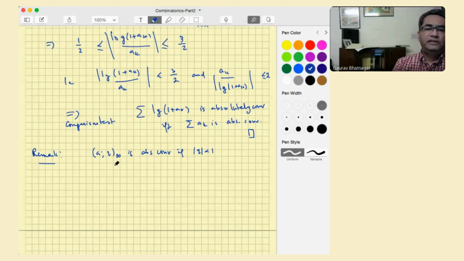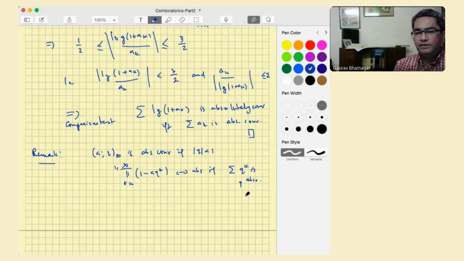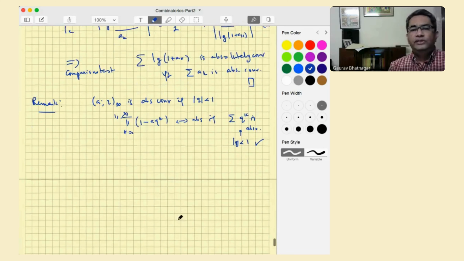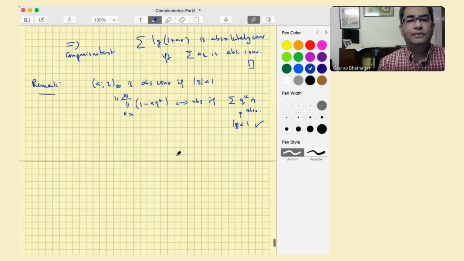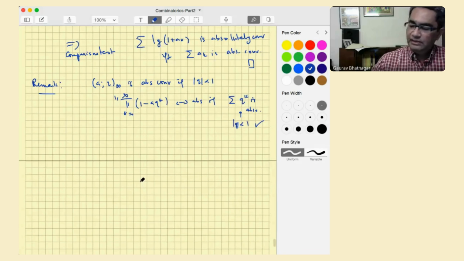Right? Because this is equal to the product of 1 minus a q to the k, with k going from 0 to infinity. This is absolutely convergent if and only if the summation of q raised to k is absolutely convergent. And this is your favorite series, it's a geometric series. This converges when the absolute value of q is less than 1. So this is what we want essentially from this whole game. That is why I was doing all this stuff.